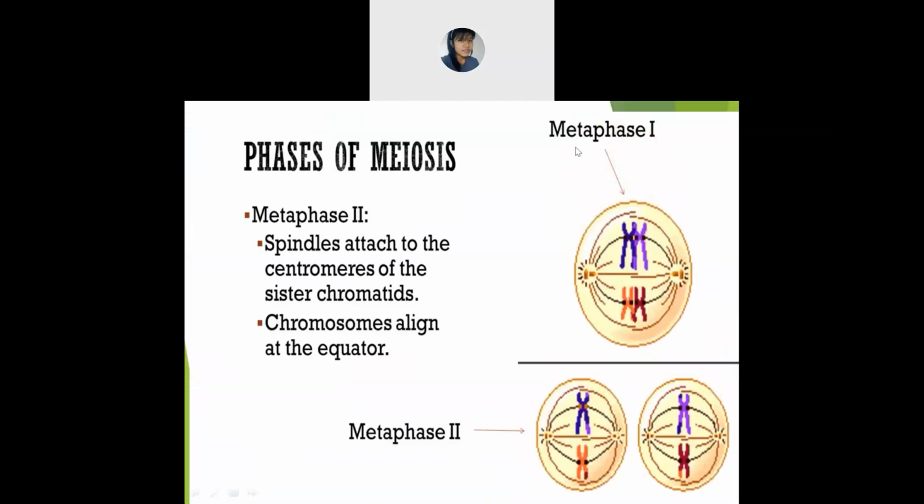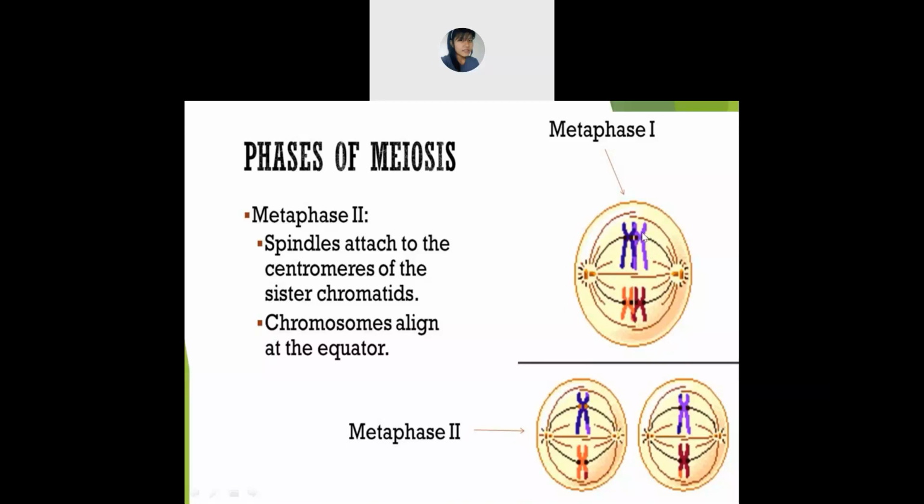Okay, next is metaphase. So metaphase one and metaphase two are the same, that's why I'm combining them together. So what happens here in metaphase one? The spindle attaches to the centromeres of the sister chromatids, these are the spindle fibers. You remember the nucleolus also disappeared. So even in the next stage, metaphase one, you can't see it anymore. Can you see or not?